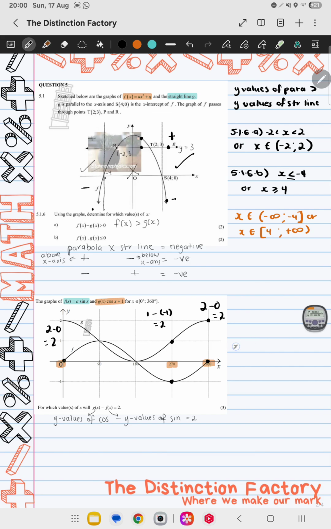We are going to tell them that x will have to be equal to all 3 of those values. So we'll say that x is equal to 0, or x is equal to 270, or x is equal to 360 degrees. And that will be our answer for this question.